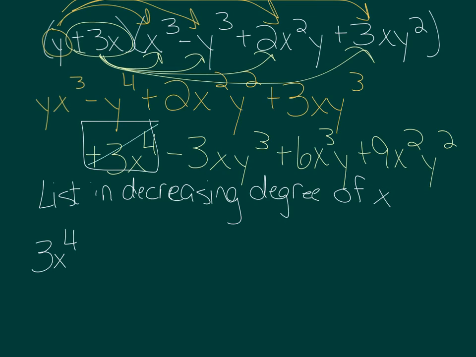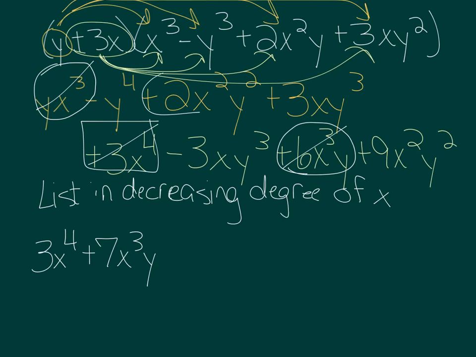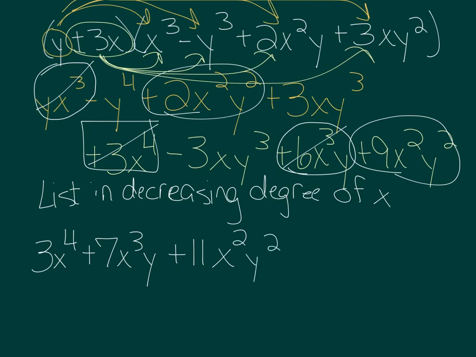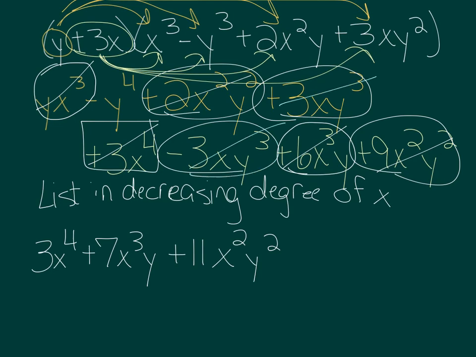Then we want to look for our x cubes. I see a yx cubed. There's a yx cubed. Multiplication is commutative, so those are the same thing, right? So 1x cubed y plus 6x cubed y would be plus 7x cubed y. Then I'm going to look for my x squared. 2x squared y squared, 9x squared y squared is 11x squared y squared. Then I'm going to look for my x. I've got plus 3xy cubed minus 3xy cubed. Those cancel. And I'm left with that minus y to the fourth.